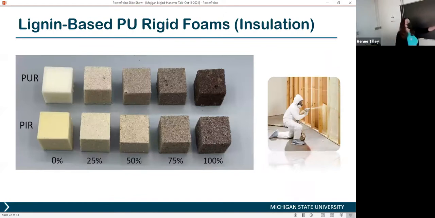This is a project that Christian worked on, one of my PhD students. She's not here today because she's attending the Polyurethanes conference in Colorado now. She was able to replace between 0 to 100% of the petroleum-based polyurethane with lignin. And again, this is the first time that it's happening.